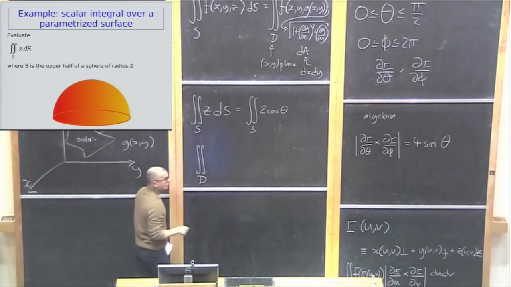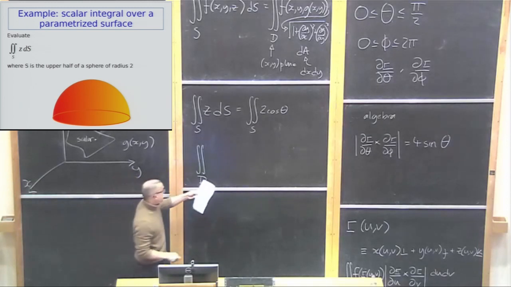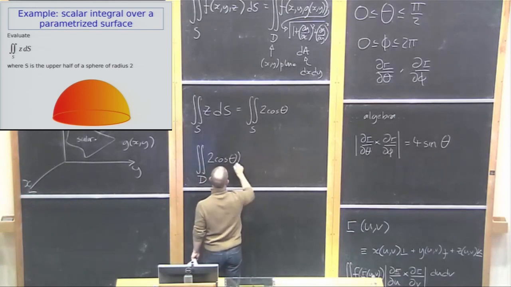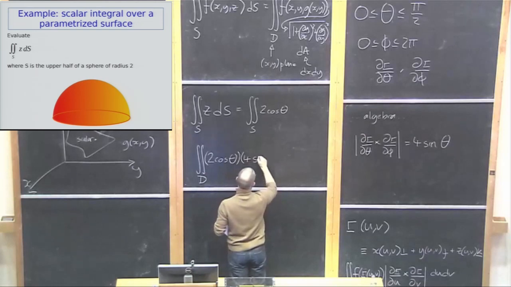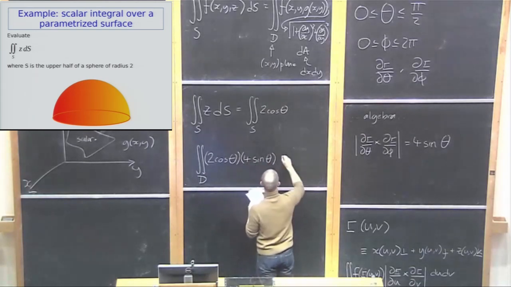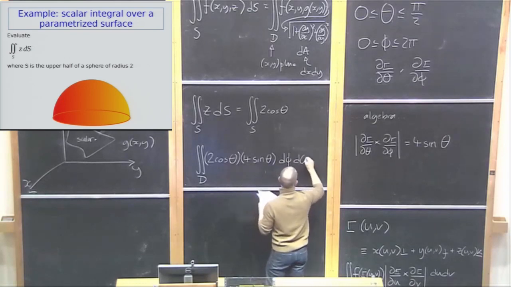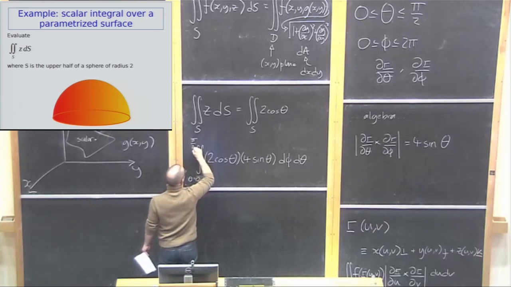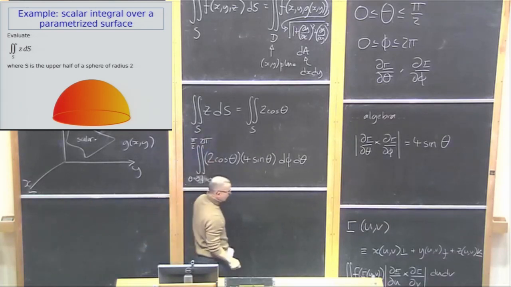So then our integral becomes, integrating over our surface, in terms of the variables theta and phi, we're going to be integrating 2 cos theta, which is z, times our projection term, which is 4 sine theta, and dA is going to be then in terms of phi and theta, where this is going to be theta between 0 and pi by 2, and this is going to be phi between 0 and 2 pi.